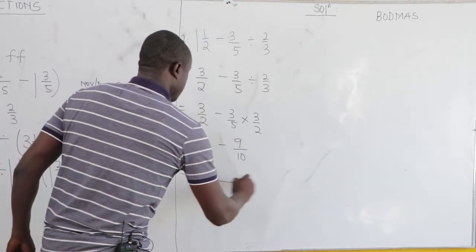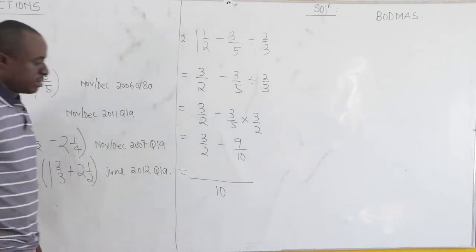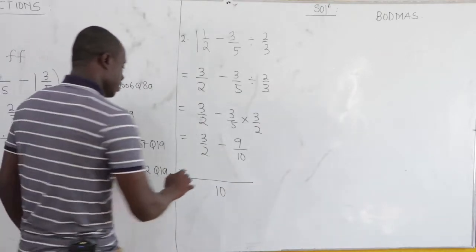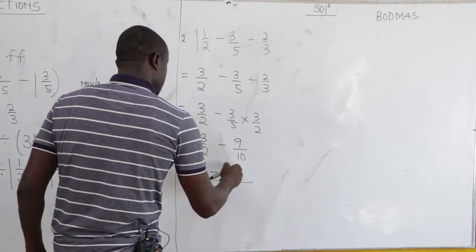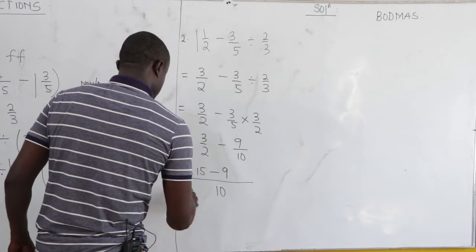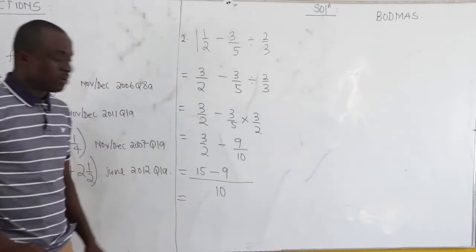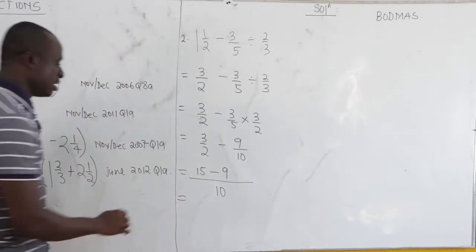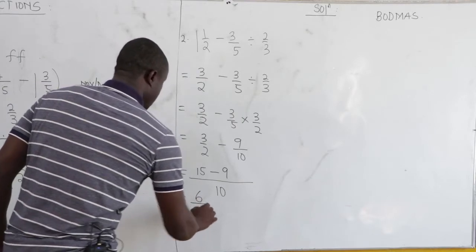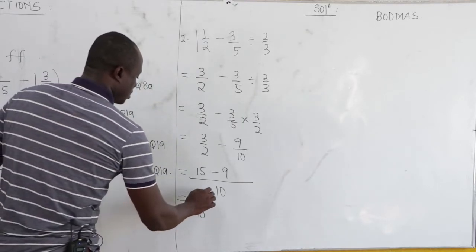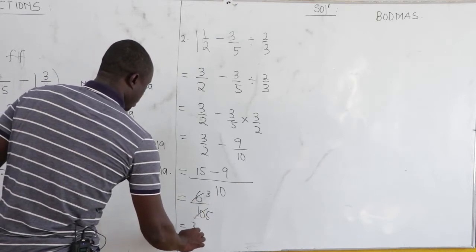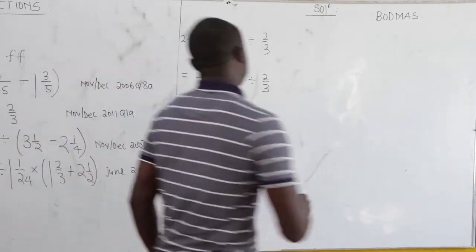Now, what is the LCM? The LCM is 10. How many times does 2 go into 10? That is 5. 5 times 3, we have 15. Minus, 10 will go into 10 1 time, times 9. This is 9. Now, what is 15 minus 9? That is just giving us 6 all over 10. Now 2 will go into 6, 3, 2 will go into 10, 5. So we have 3 all over 5.